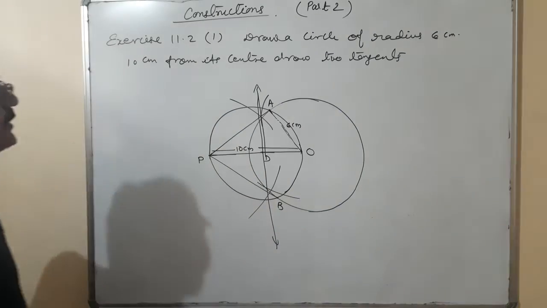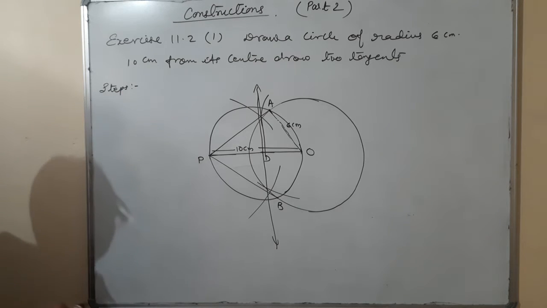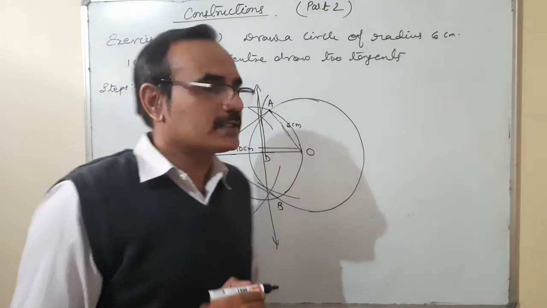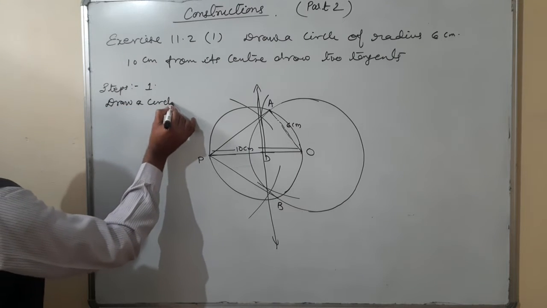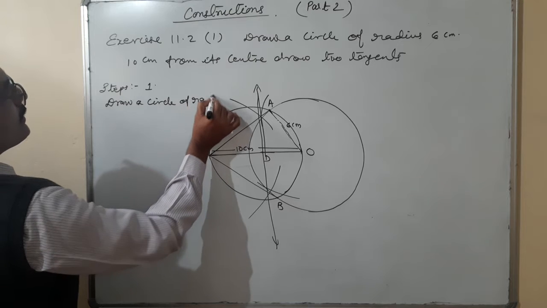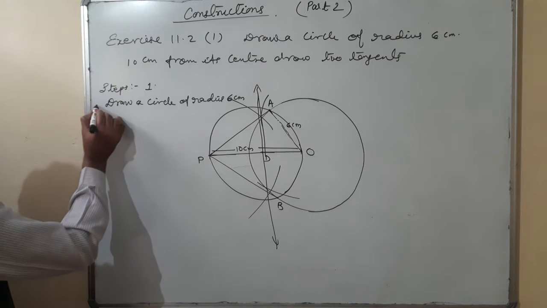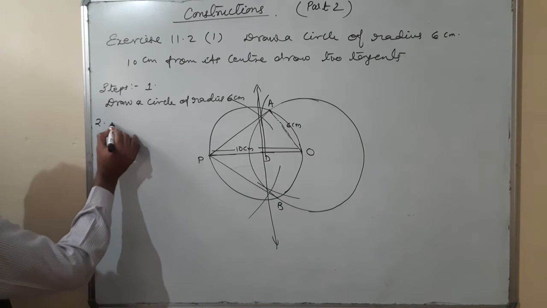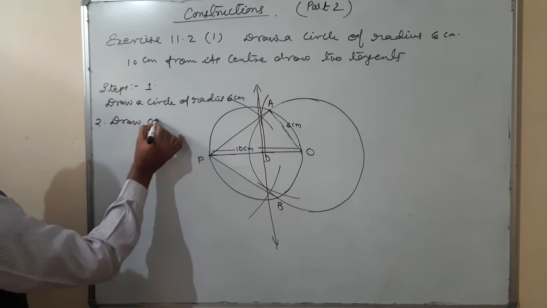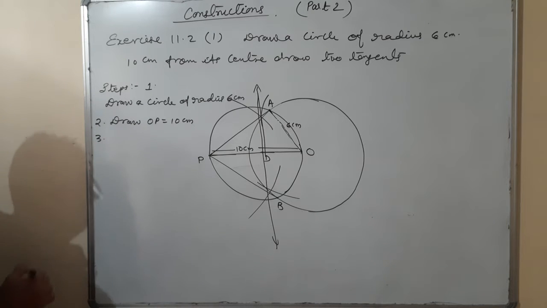Okay. Steps. How to write steps? Number one. Draw a circle of radius 6 centimeter. First one. Second, draw OP is equal to 10 centimeter.